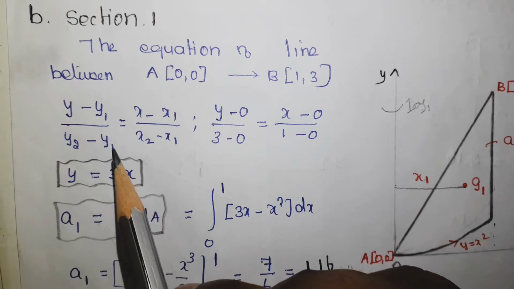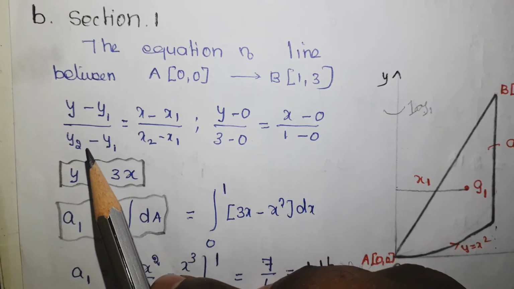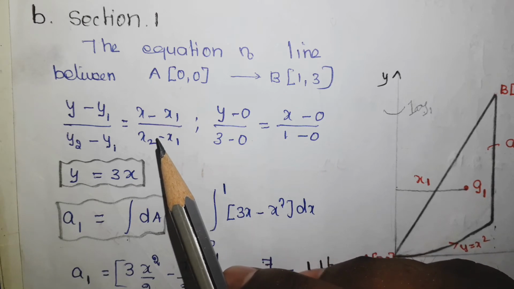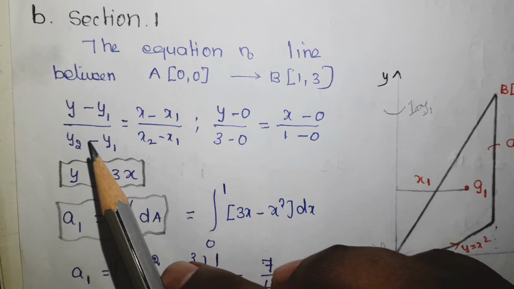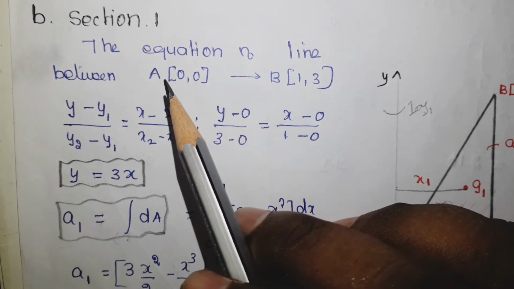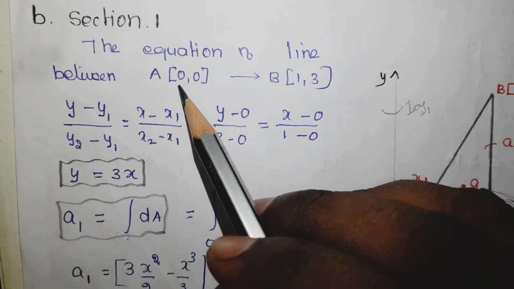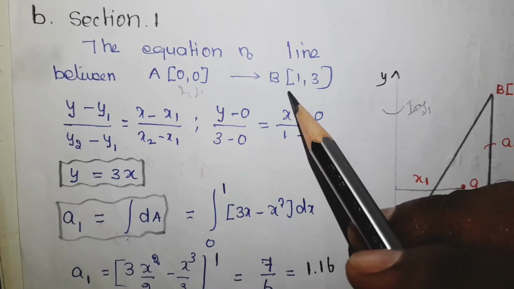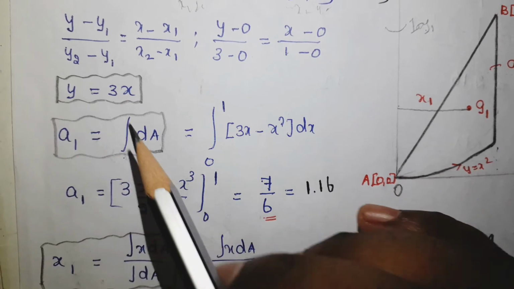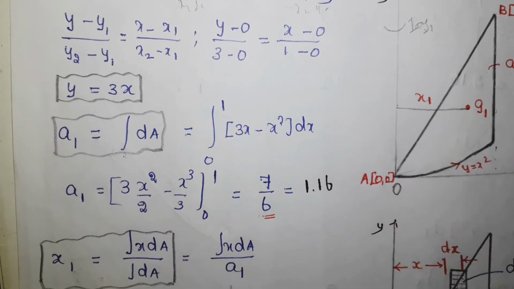So this is the formula: (y minus y1) divided by (y2 minus y1) equal to (x minus x1) divided by (x2 minus x1). Now we need to have the variables for this. So I am going to take these two points. Now this is x1, y1 and this is x2, y2. Substitute the values, and you will get the answer as y equal to 3x.